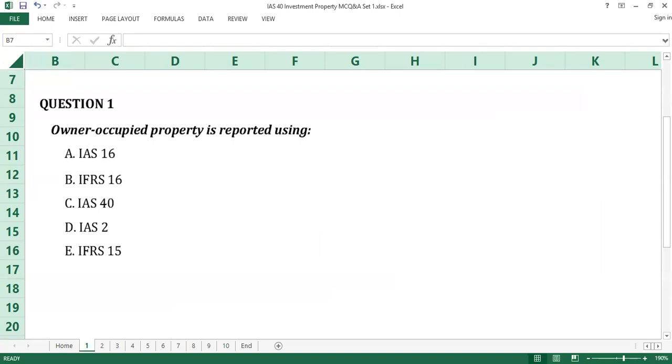Owner-occupied property is reported using dash. A. IAS 16. B. IFRS 16. C. IAS 40. D. IAS 2. E. IFRS 15. Time counts. Ten seconds gone. Twenty seconds gone. Time up.